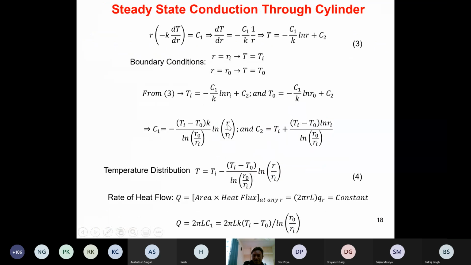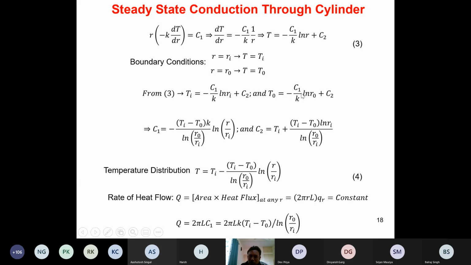These are the boundary conditions. So that is what we have looked at here. This is the expression which we have obtained, equation number 3. We have applied the boundary conditions here. So R equals Ri, the temperature T is Ti, and when R equals R0, temperature T is T0. If we put these boundary conditions in this final equation number 3, what we get is Ti equals minus C1 by K ln Ri plus C2, and T0 equals minus C1 by K ln R0 plus C2.